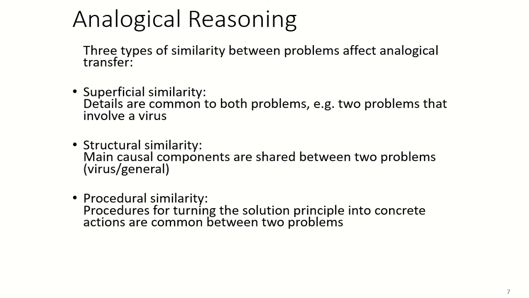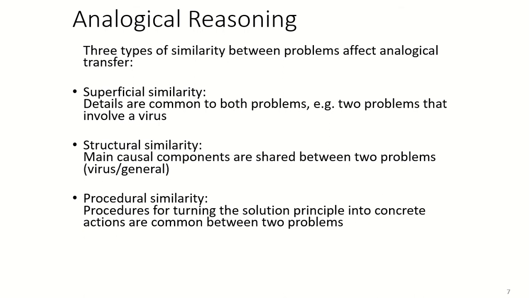So when we want to see if this works well, you really have to look at the depth of similarity. There are 3 types of similarity between problems that affect analogical transfer. First of all, is there something that's superficially similar? We can think of this as just general, broad details being common for both problems. So for example, in the case of computer viruses and biological viruses, both of them involve some sort of virus. That's fine, but that's not terribly useful yet.